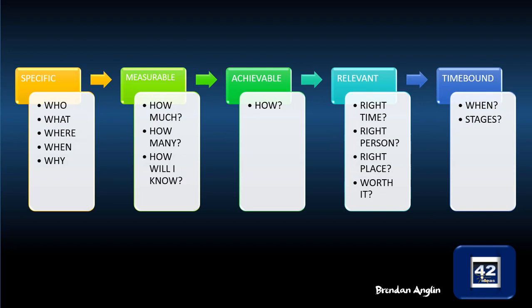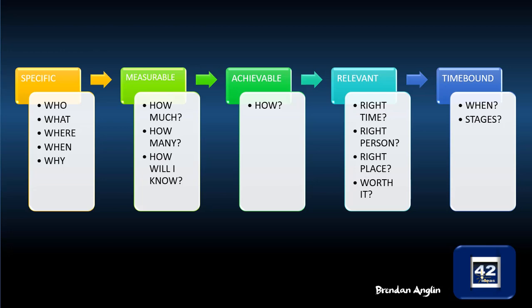When we're talking about the specific part of creating goals, we talk about who's involved, what has to be done, where it's going to happen, when it's going to happen, why are we doing it. The measurable is how much do we need to prove that we've done each section, how many things will we need, how will we know that we've achieved each part or each stage of the goal. The achievable is how are we going to do this. The relevant is this the right time? Are the right people involved? Is it the right place? Is it even worth it? And finally, time-bound is when do we need this done by? What are the stages involved?